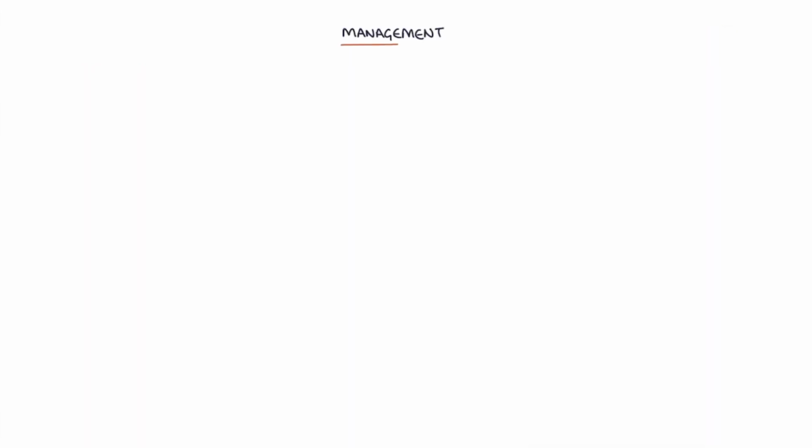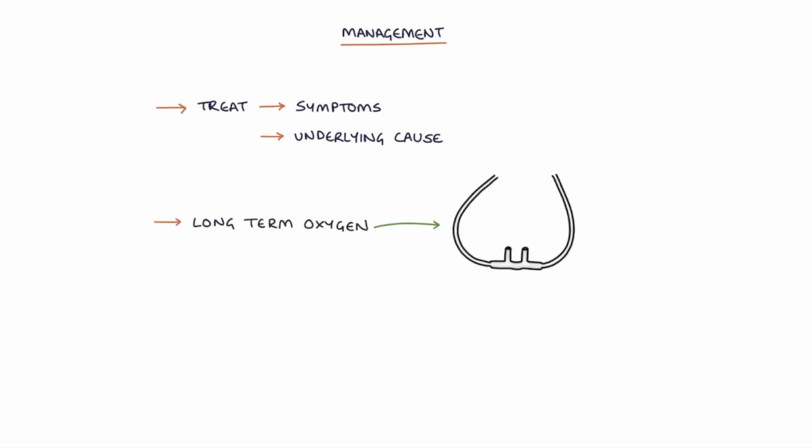What's the management of cor pulmonale? Well, management involves really treating the symptoms and the underlying cause. Long-term oxygen is often used, but the problem with cor pulmonale is it's quite an end-stage condition and the prognosis is quite poor unless there's a reversible underlying cause.